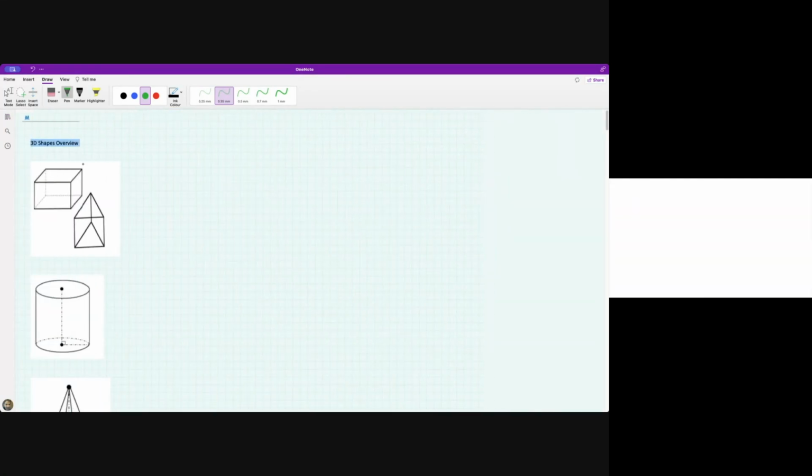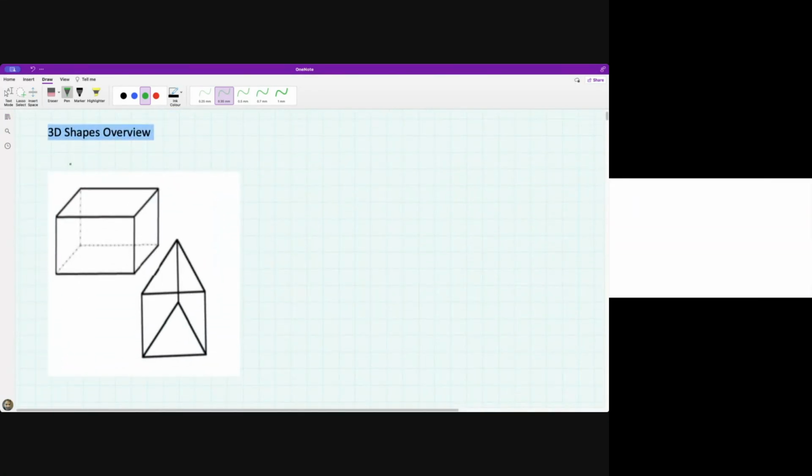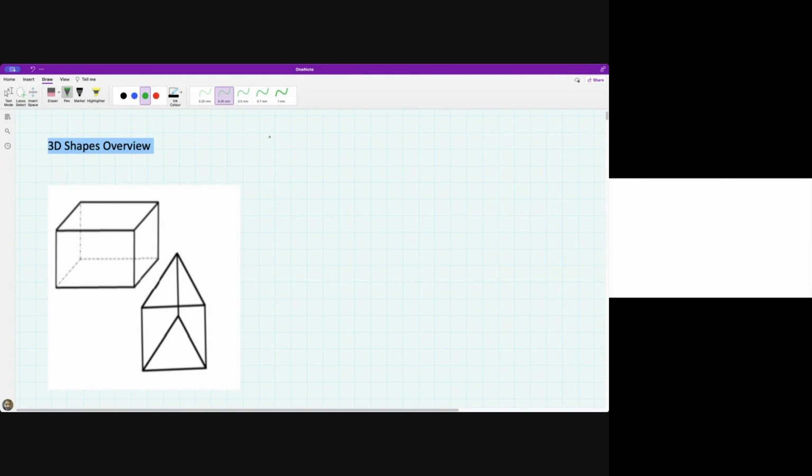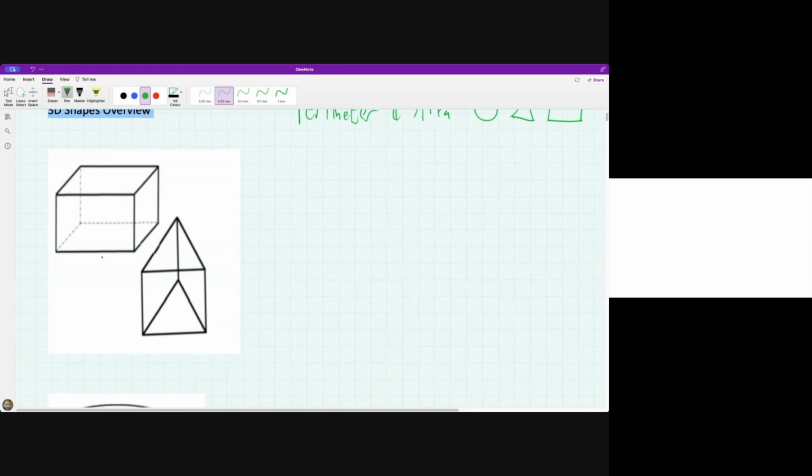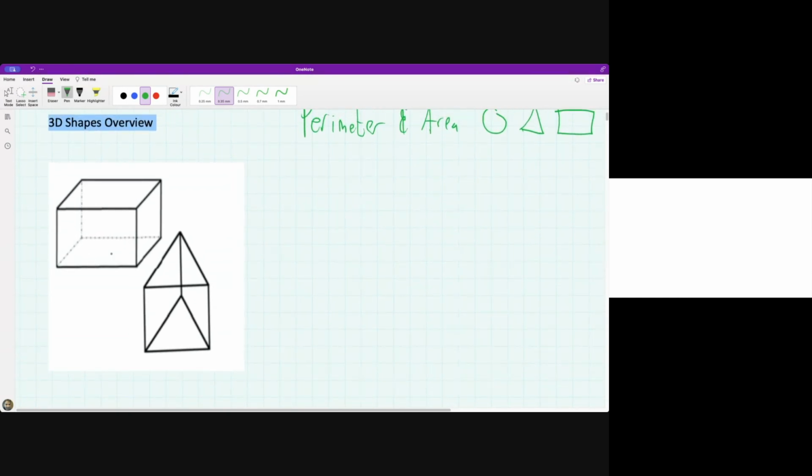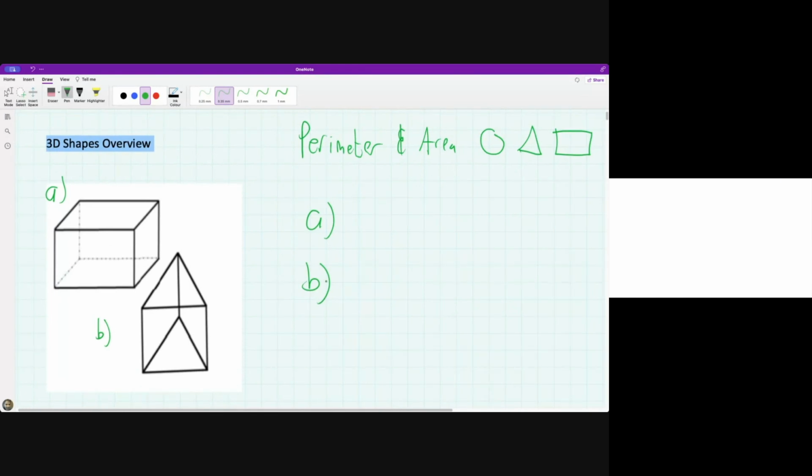So let's start today with three-dimensional shapes. In the last lesson, we spent a lot of time talking about perimeter and area of different 2D shapes like circles, triangles, rectangles. Today, we're going to go to 3D. And I would like to know, if I label this shape A and this shape B, what are the names of these two shapes?